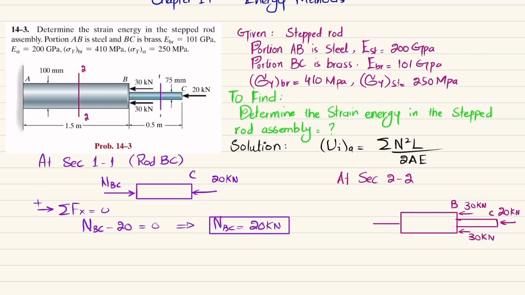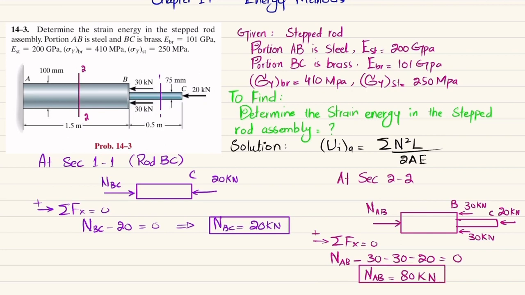Now you can see 30 plus 30 is 60 in this direction, plus 20, which is 80. So in order to keep it in balance, this reaction force should be in this direction, and this will be NAB because this is in rod AB. You can find this NAB by using the equation of equilibrium, taking this direction of force as positive. So NAB minus 30 minus 30 minus 20 is equal to 0. So NAB will be equal to 80 kilonewton. Now you have both normal or axial forces in rods AB and BC.